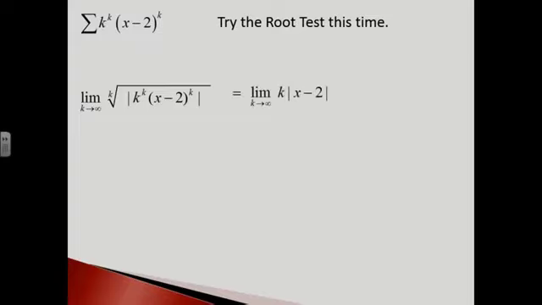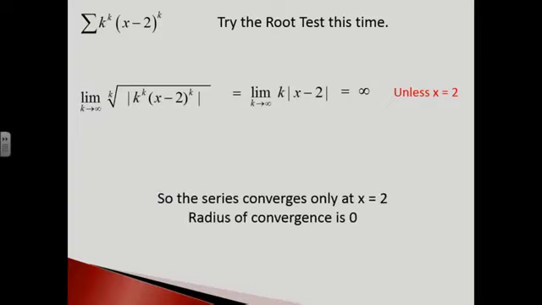Taking root yields k multiplied by the absolute value of x minus 2. When k tends to infinity, this limit equals infinity unless x equals 2. So the series diverges. When x equals 2, the limit is 0. So the series converges only at x equals 2. The radius of convergence is 0.